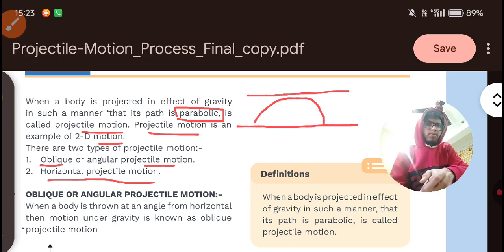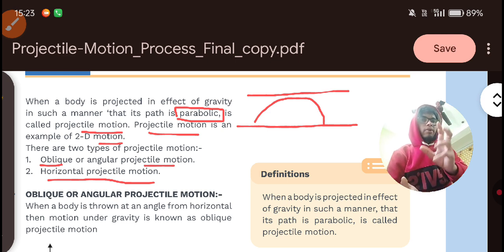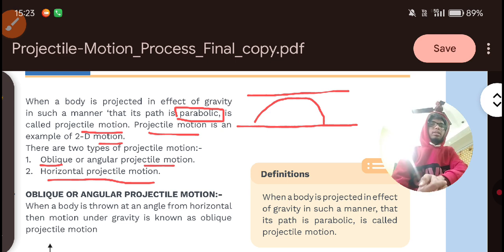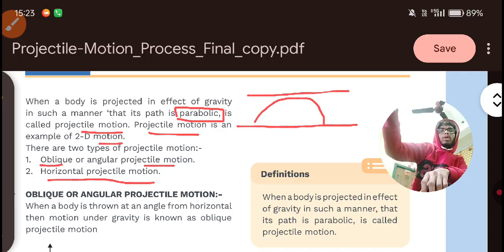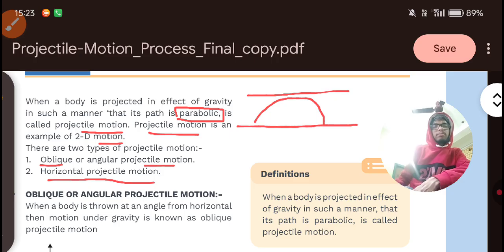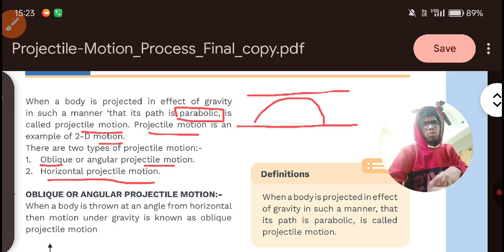The definition is: when a body is projected under the effect of gravity in such a manner that its path is parabolic, it is called projectile motion. If anything is being thrown under gravity and you observe motion which looks parabolic, then you can consider it. But remember that the motion should be under gravity. Then you can consider that kind of motion as projectile motion, because projectile motion will always happen under gravity.